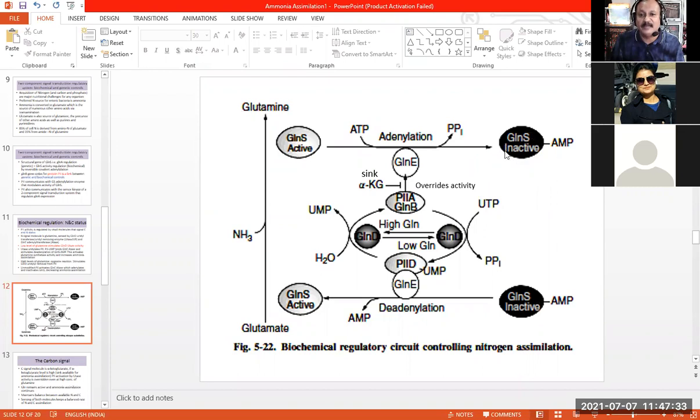Can you see the black colored circle, oval? Active glutamine synthetase is converted into the inactive glutamine synthetase, and this is by adenylation. You can see the AMP group attached here to this enzyme. This enzyme is inactive, and therefore the conversion of glutamate to glutamine will stop. It will not take place. When is that situation? When glutamine concentration is very high in the cell, and therefore it is not required.